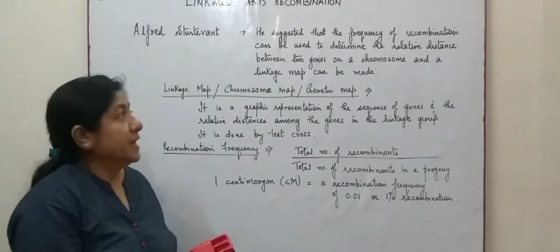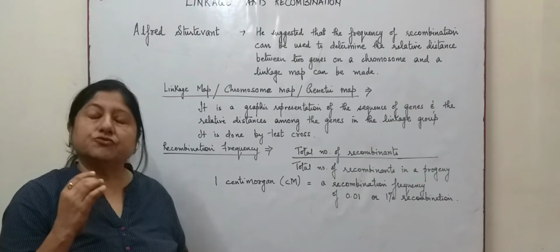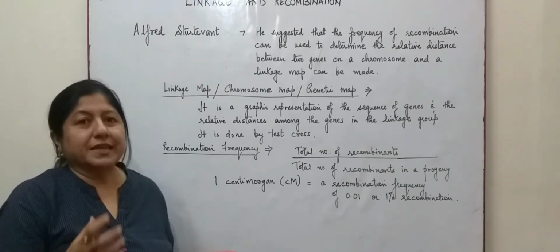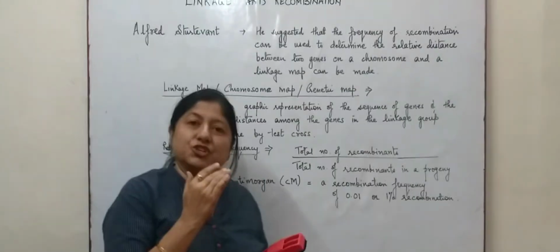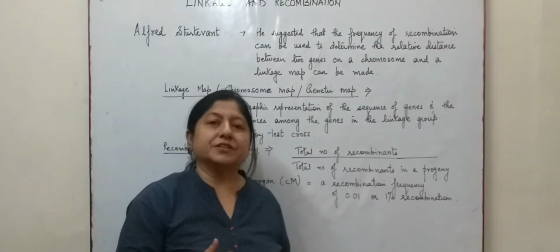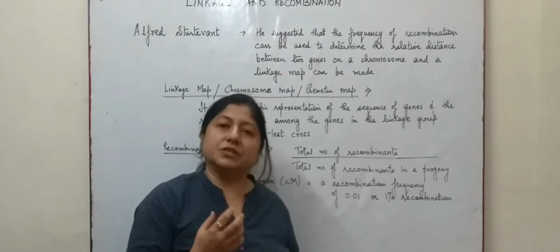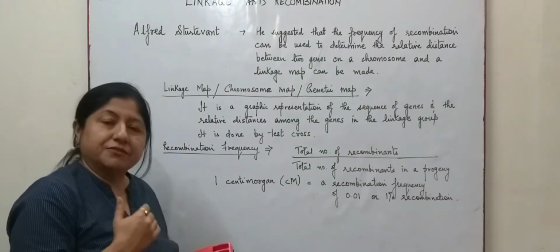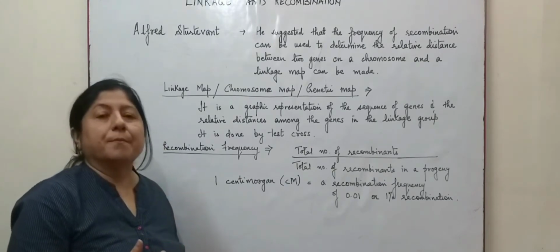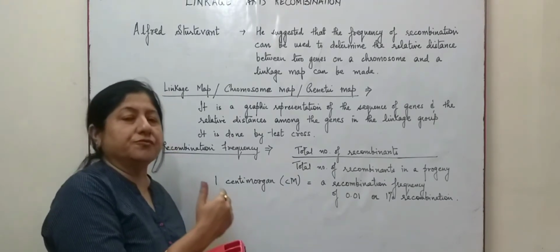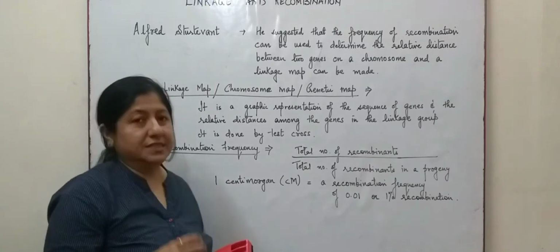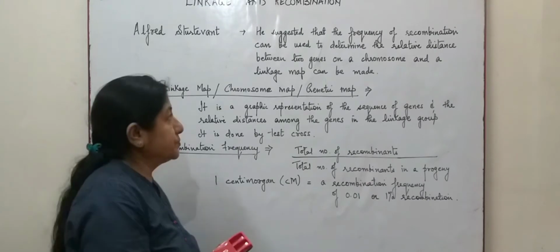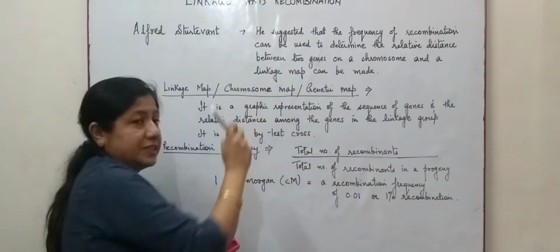Now here, if the distance between the two genes, again present on the same chromosome, that is the linkage group, is small, then the chances of getting them separated, or the possibility of recombination, will be less. So if we study the recombination frequency systematically, we can trace the position of the genes on a chromosome and form a linkage map.